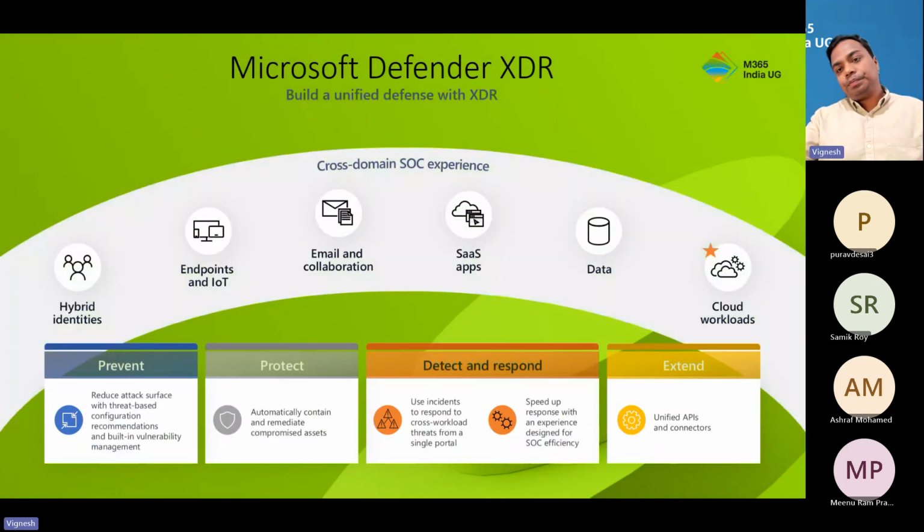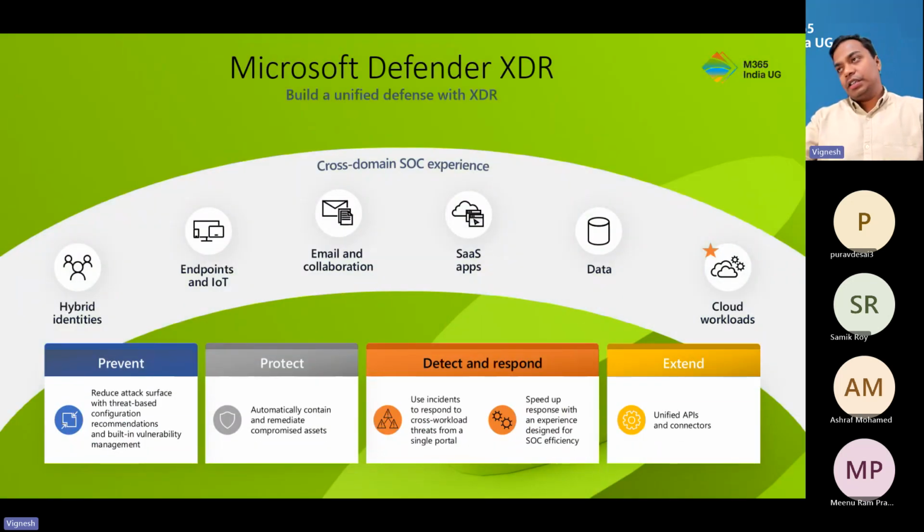All right, so the Microsoft Defender XDR. I think this slide, we've shown this to you multiple times now. And the way you need to understand this product is when I say the Defender XDR, think of it as a single pane of glass, which brings together everything under one single umbrella. It could be your hybrid identities, your endpoints, email and collaboration, then SaaS apps, and also the other cloud workloads, right? And similar to any other XDR, it can help to prevent and protect against threats and also to detect and respond and also to extend.